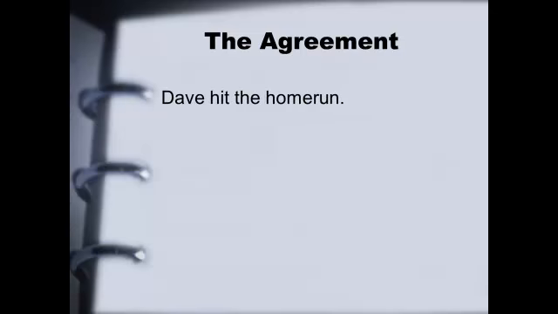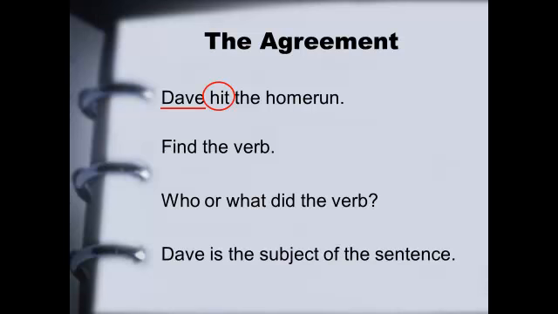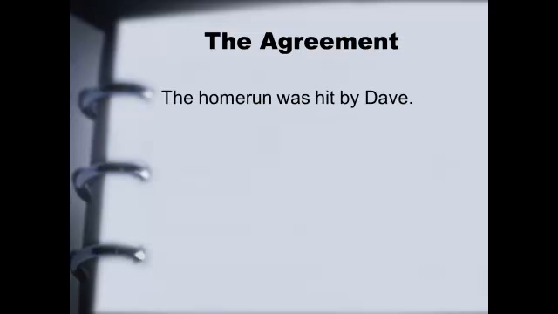Dave hit the home run. So first of all, find the verb. The verb of this sentence is the word hit. And then you say who or what hit the home run. Who or what did that verb? The answer, of course, is Dave. Dave hit the home run. Dave is the subject of the sentence. That's pretty simple. Let's write the sentence differently.